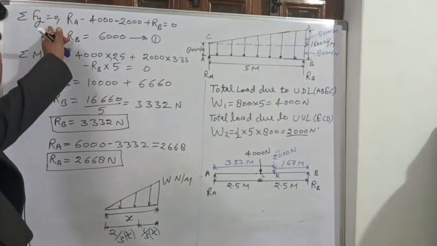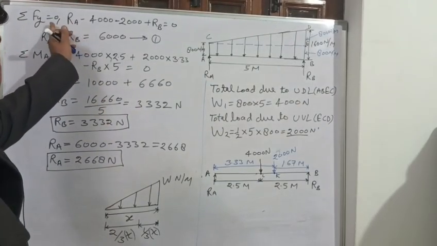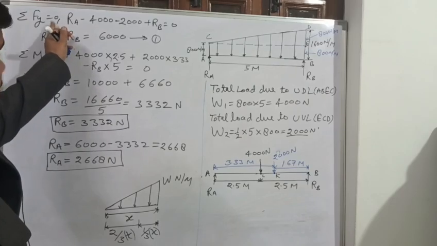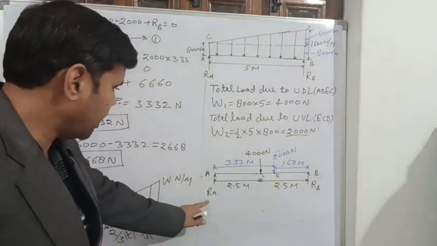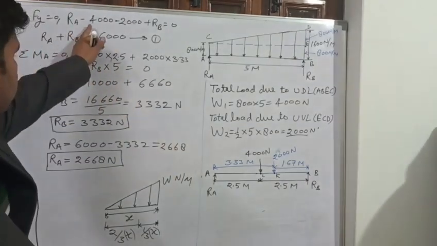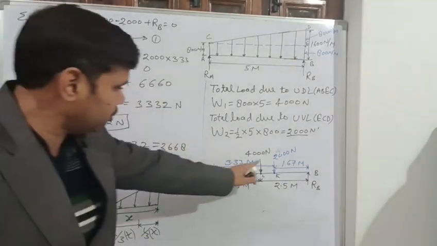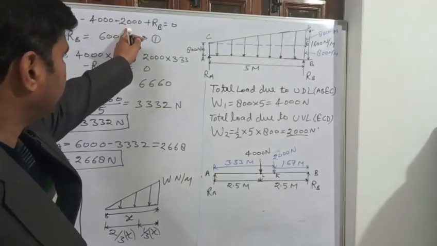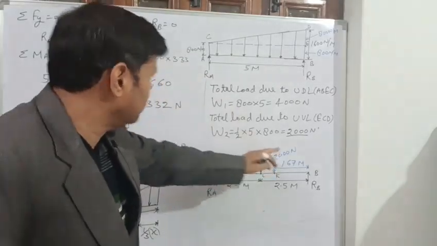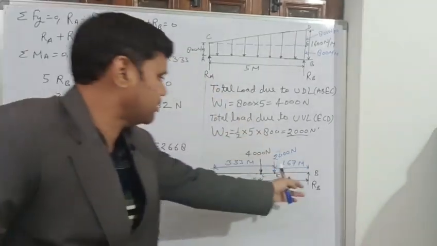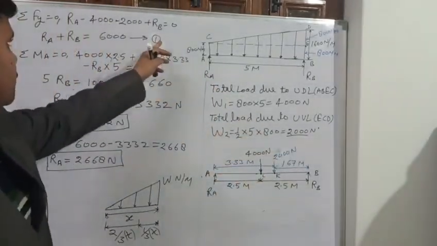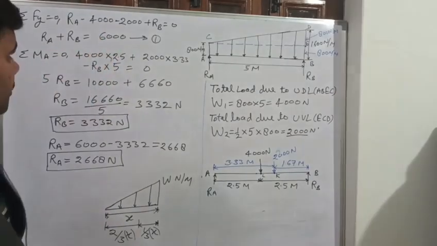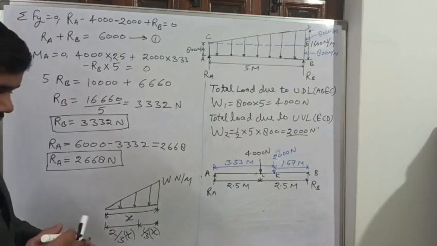So here sigma Fy is equal to 0, right. Upward force positive, downward force negative. Ra positive, this 4000 downward, minus 4000, minus 2000, this one, and plus Rb, this is upward, is equal to 0. From here Ra plus Rb is equal to 6000. This is equation number 1.